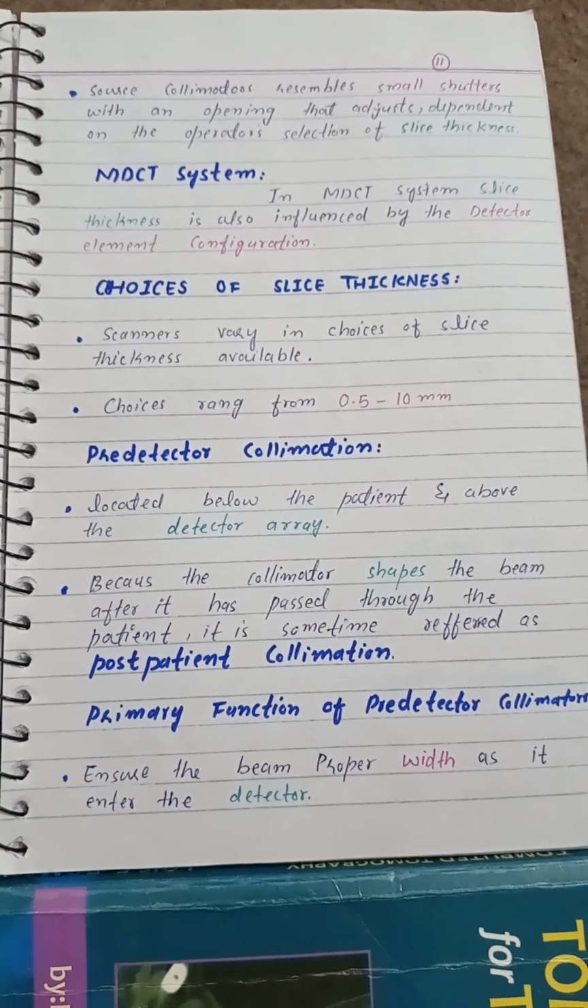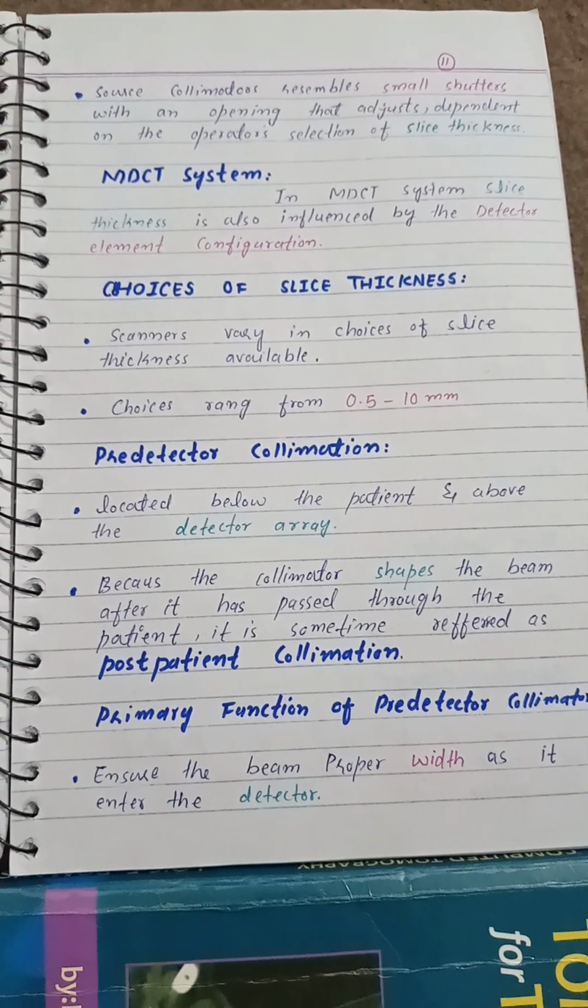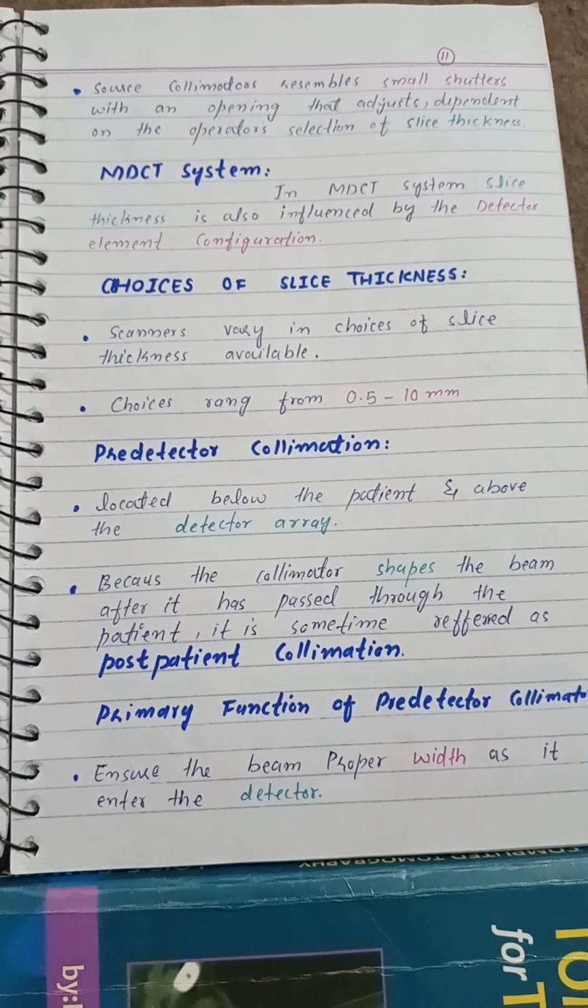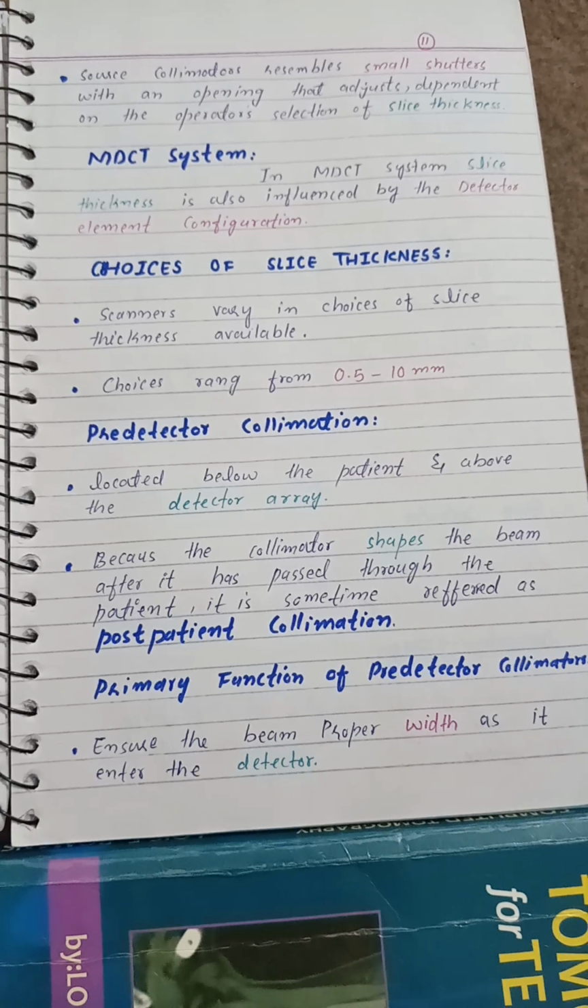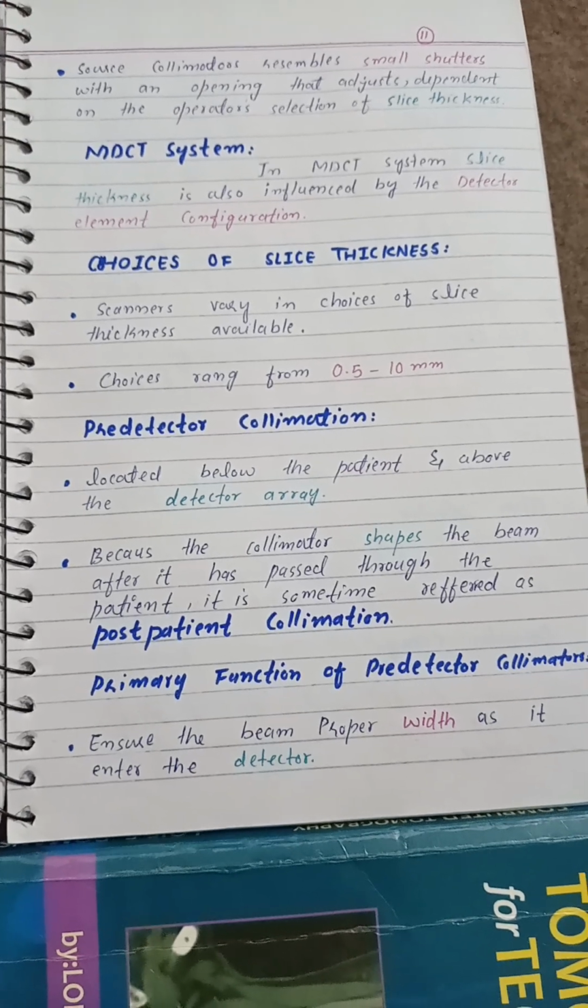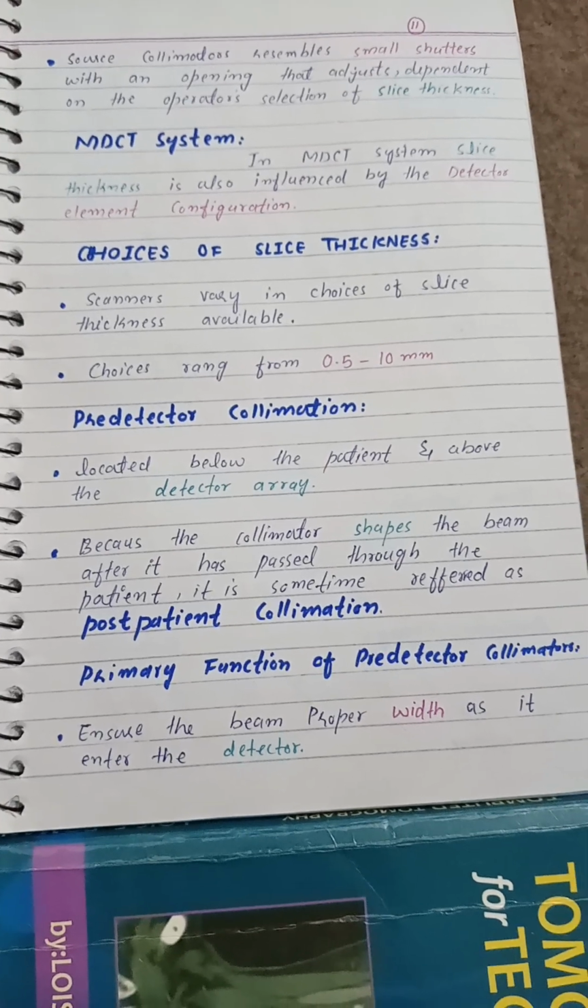MDCT system. In an MDCT system, slice thickness is also influenced by the detector element configuration. Choice of slice thickness: scanners vary in choice of slice thickness. Available choices range from 0.5 to 10 mm.